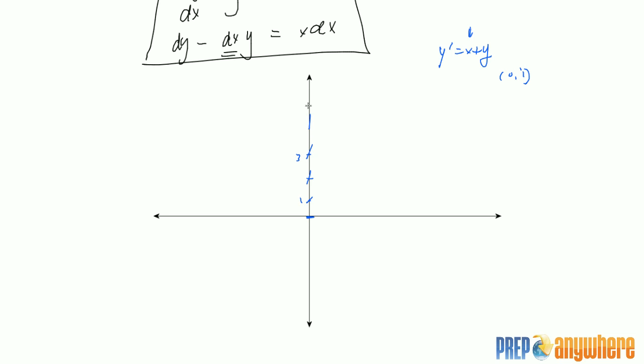Steeper and steeper, right? So when y is negative 1, the slope is going to be negative 1. It goes down this way. Then negative 2, a little bit steeper, even more steeper. Okay, so that's the direction field on the y-axis.